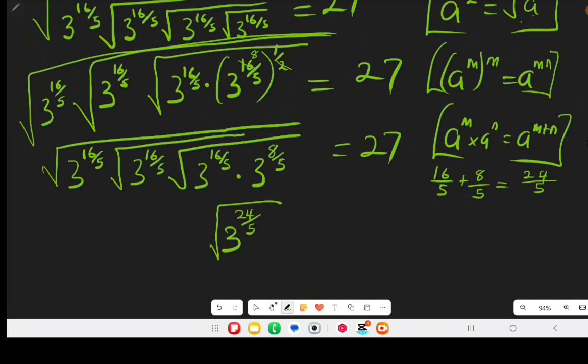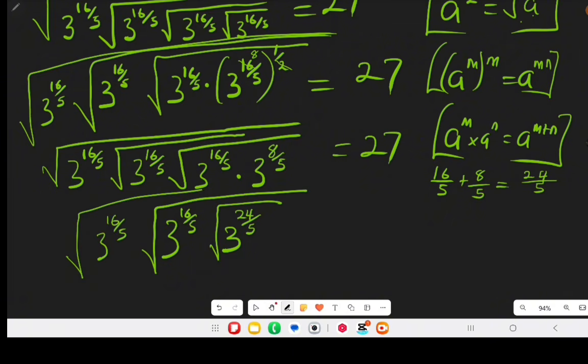in square roots, then 3 raised to the power of 16 over 5, then the last one, which is 3 raised to the power of 16 over 5, all in square root equals 27.